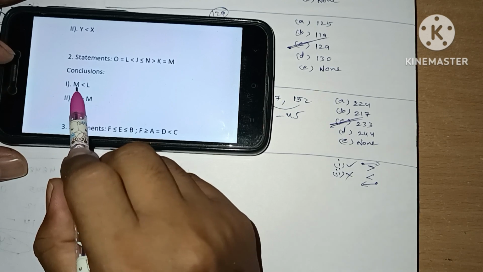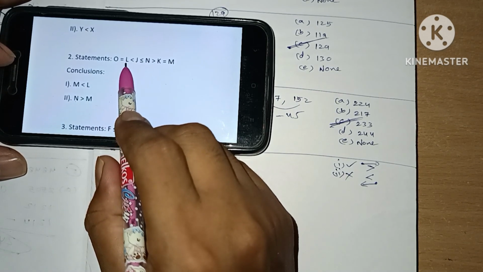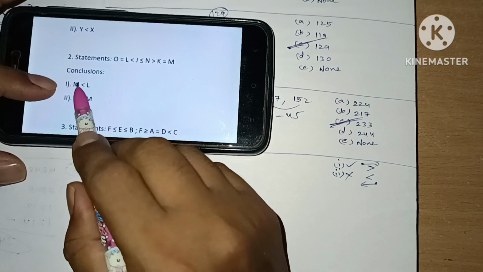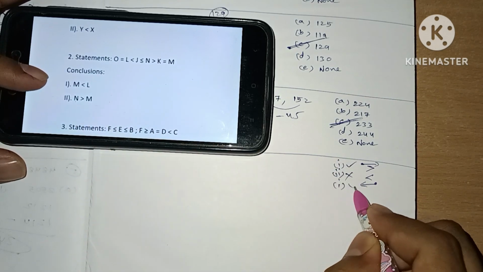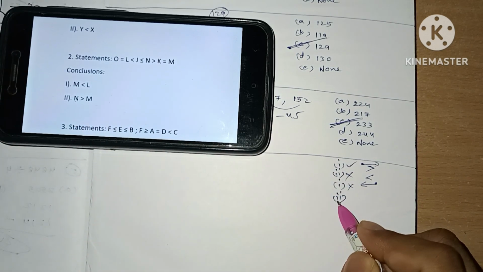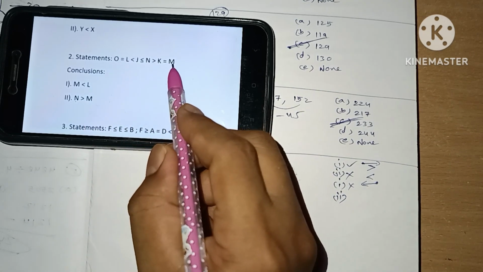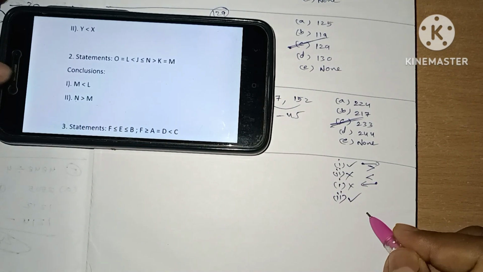Second question, the flow from L to M. From L it is only possible to reach O but cannot reach M. So first conclusion will be false. Second conclusion, the flow from N to M. From N we can reach M. So second conclusion is true.